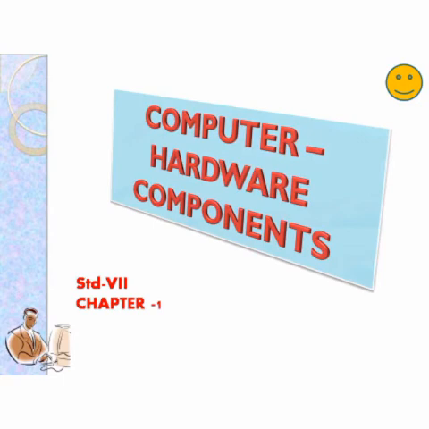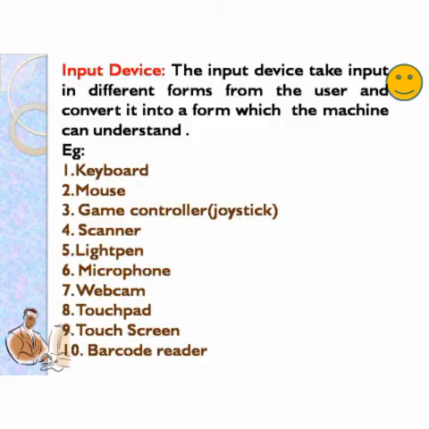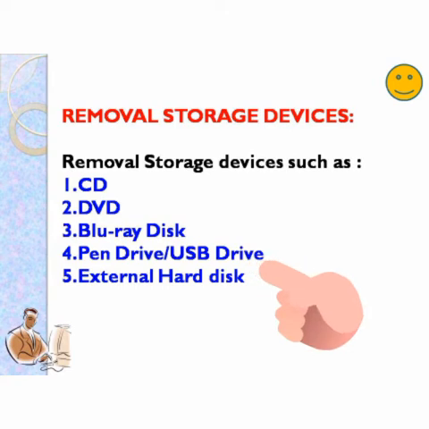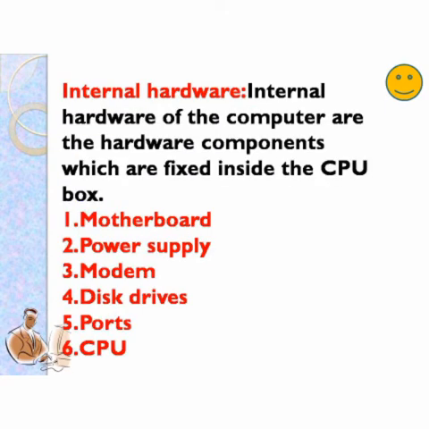Computer hardware components, standard 7, chapter 1. So these are the things we had already covered. First we covered input devices, then we covered all the output devices: monitor, printer, speaker, plotter and projector. And in the last class I taught you about the removable storage devices such as CD, DVD, BD, USB drive, external hard disk. So these all are external hardware of the computer. So today we'll discuss internal hardware.